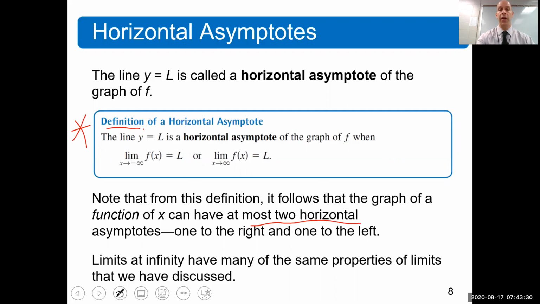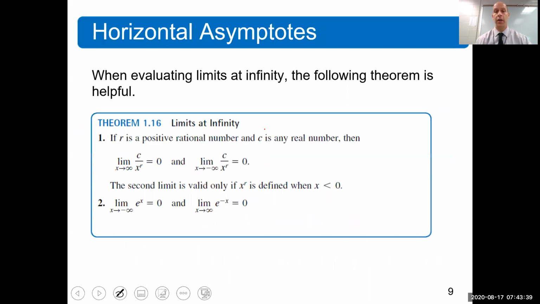This is the definition of a horizontal asymptote. So in the future, if I ask you a question on a quiz or a test or a homework assignment about horizontal asymptotes, this is the definition that you need to be looking at. Here are a couple helpful limits at infinity rules.